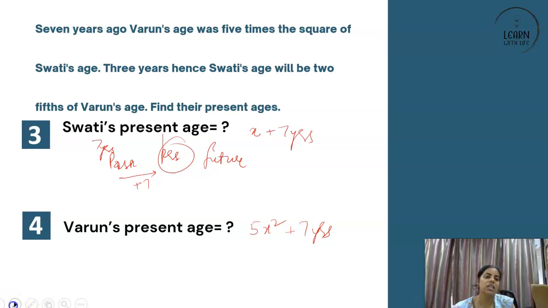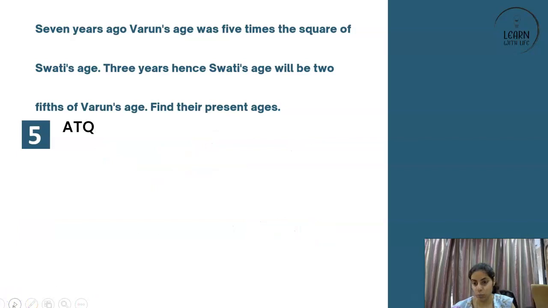Very good, right? So now, according to the question, what is required? According to the question, now we are talking about 3 years hence. That means 3 years later. So we have to also think in that regard. So according to the question, 3 years hence, that means plus 3 years, Swati's age will be 2/5 of Varun's age. And this is 3 years later.